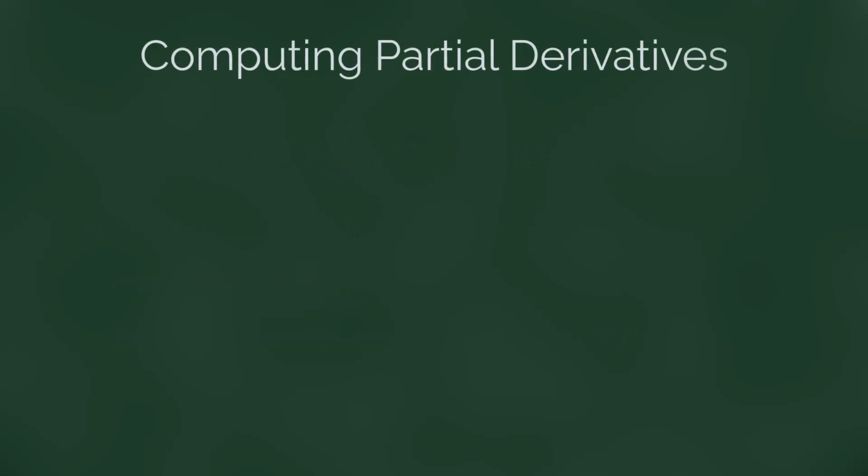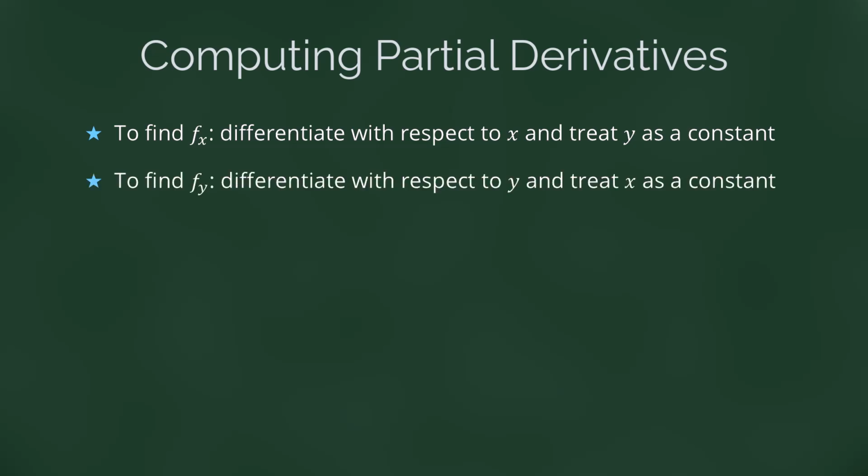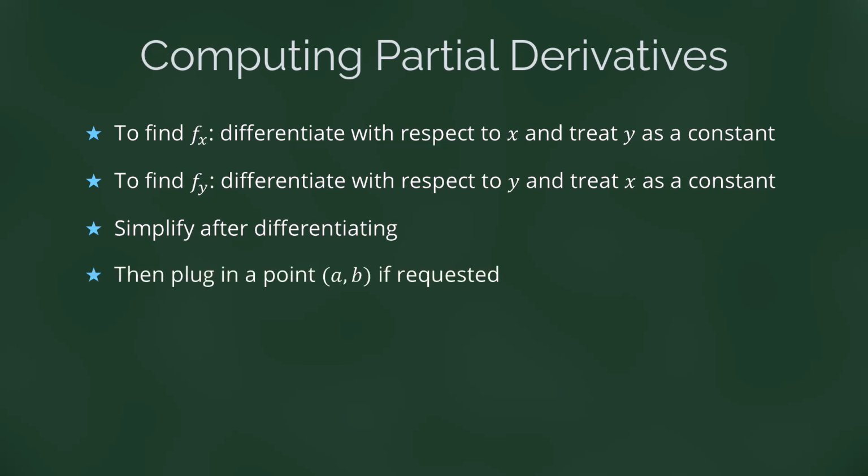This geometric idea of moving along one variable while holding the other constant gives us a method for computing partial derivatives. When we want to find f sub x, the partial derivative with respect to x, we're going to differentiate everything with respect to x and treat y as if it were a constant in our formula. Similarly, to find f sub y, we'll differentiate with respect to y, holding x as constant. We'll tidy everything up after we differentiate, and if we're expected to find the partial derivative at a point, our last step will be plugging that point in.